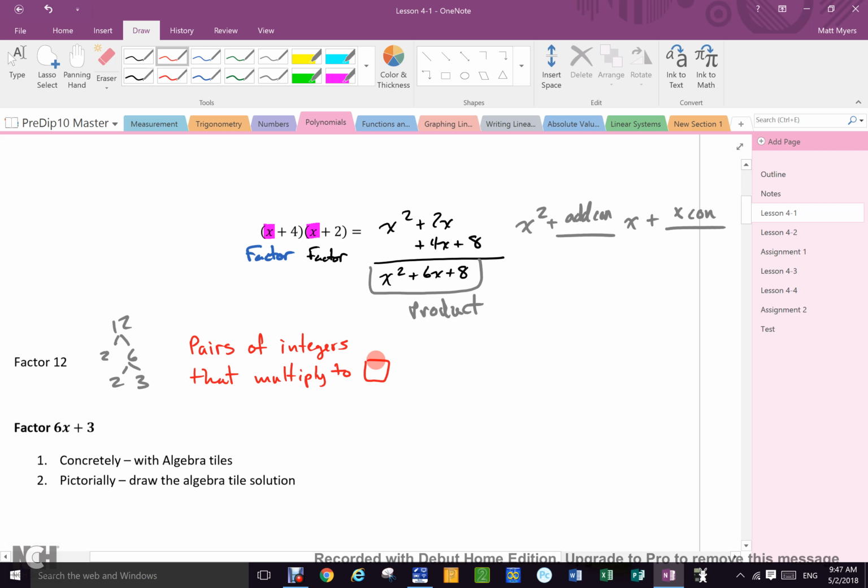What is the first pair of integers that multiplies to 12? 1 and 12. What is the next pair? 2 and 6. What is the next pair? 3 and 4. Am I done? No. 4 and 3 are right there. I see them. Yeah, we can switch it around. That multiplication is commutative. Order doesn't matter.